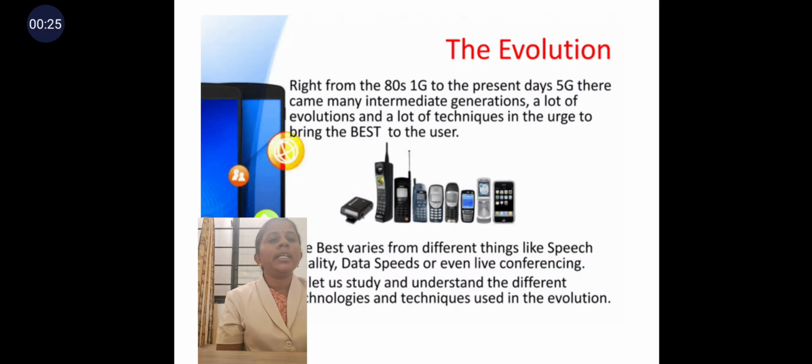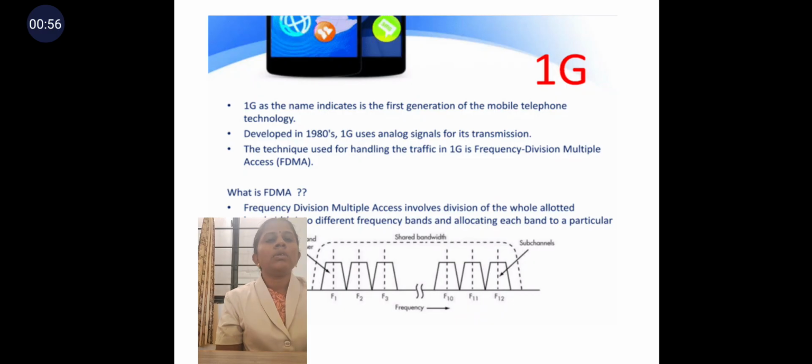From the 1980s to today, the generations of mobile networks range from 1G to 5G. In this evolution, we consider a lot of techniques, and the evolutions are aimed at producing the best experience for users. The best varies across different things like speech quality, data speed and live conferencing. Today we see what the generations are and what techniques and technologies are involved in the evolution of mobile networks. First we see the first generation.